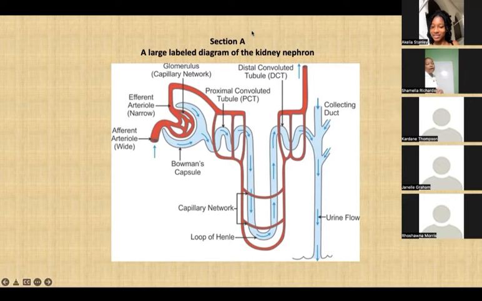Sodium and water are also reabsorbed in the DCT, which is the distal convoluted tubule, and this is then passed to the collecting duct. The urine then flows to the renal pelvis and into the ureter.